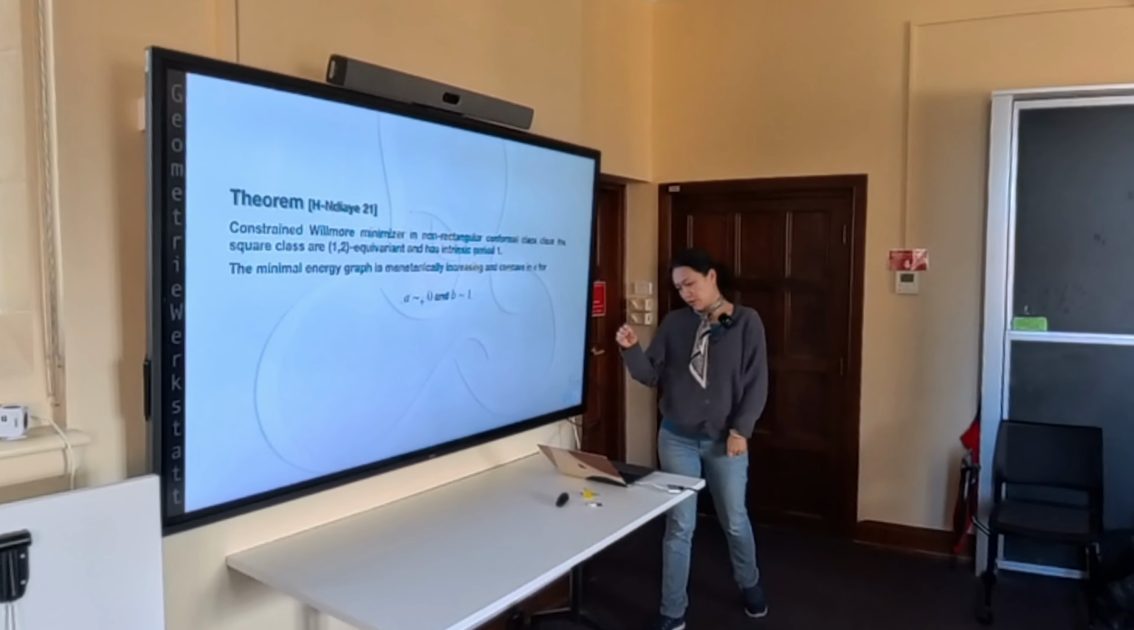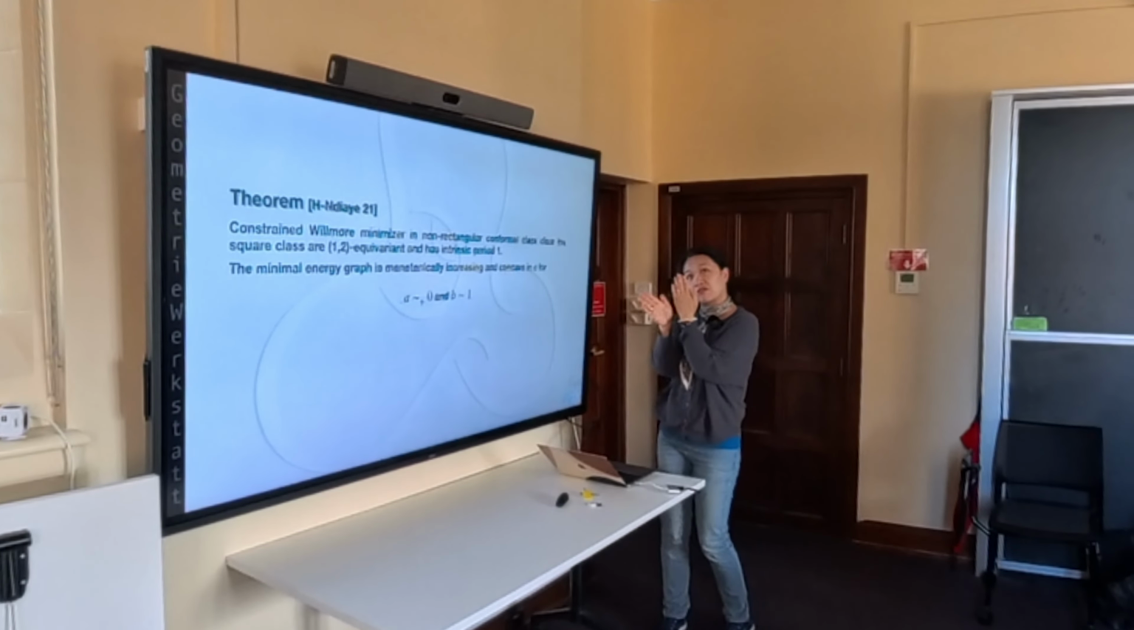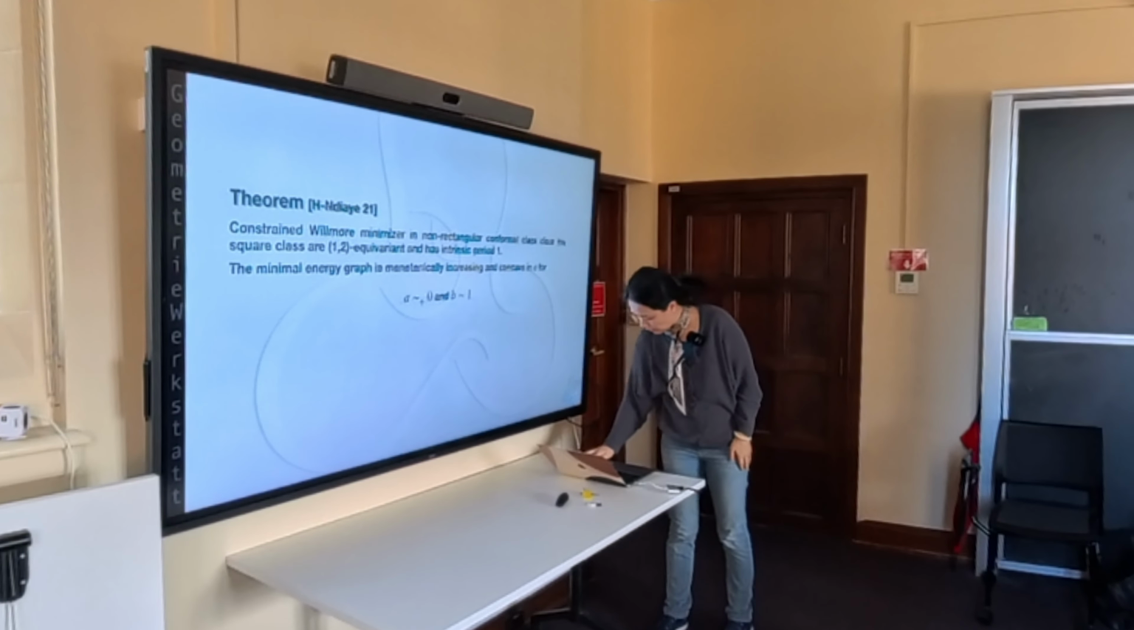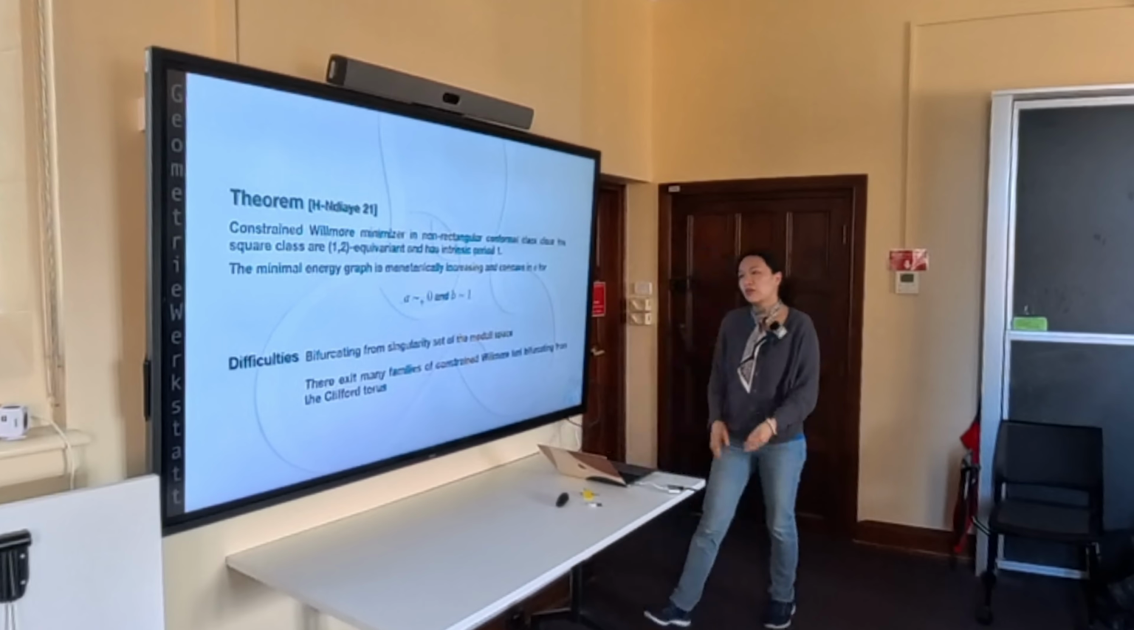So these are when A is very close to 0, so very close to your rectangular ones, and you go to the right from the Clifford torus. That's what we can show. And what are the main difficulties?